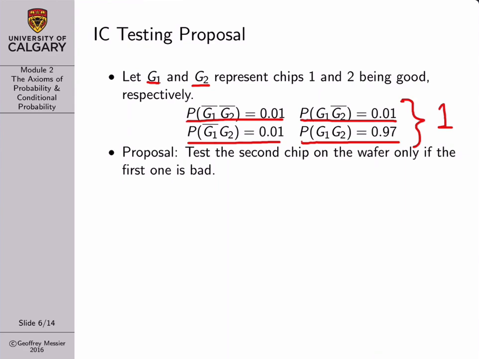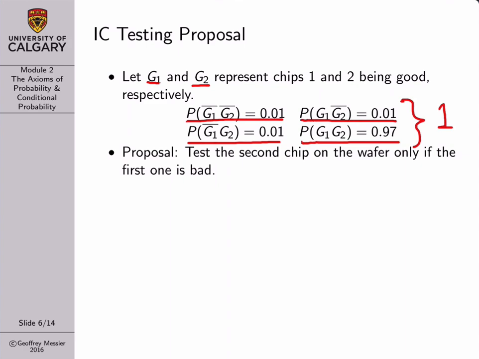This is based on the idea that if something goes bad with a chip, it's kind of because the whole wafer is bad. You know, something's maybe spluttered across the wafer, or there was some problem with the alignment of the wafer. And so the idea is that if the first chip is good, chances are the second chip is going to be good as well, because we've got a good wafer. And if the first chip is bad, chances are the second chip is also going to be bad because, you know, maybe we've got a bad wafer. And so this idea will reduce the amount of money we spend on testing. We only test the second chip if the first one is bad.